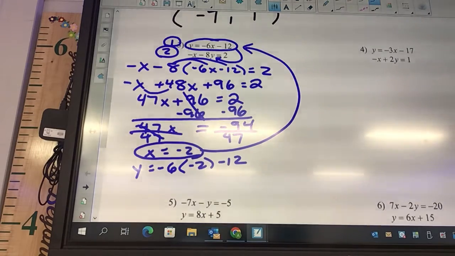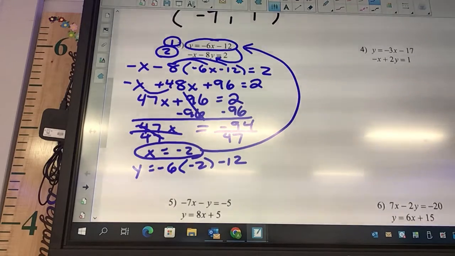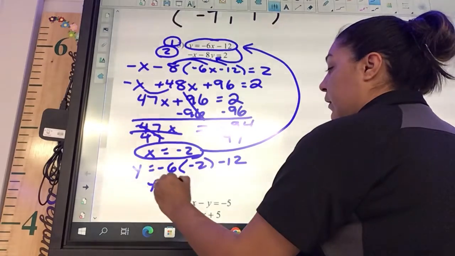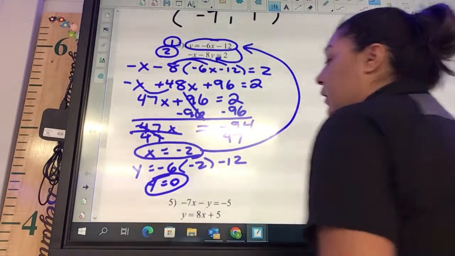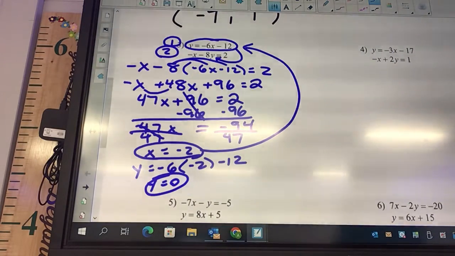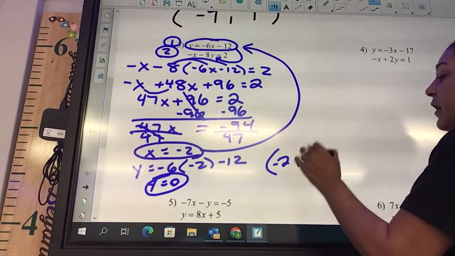What did you get? Did you use your calculator? You got 0? Yeah, it is 0. Okay, and what's our very last step? Yep, so what's that coordinate going to look like? Negative 2, 0.